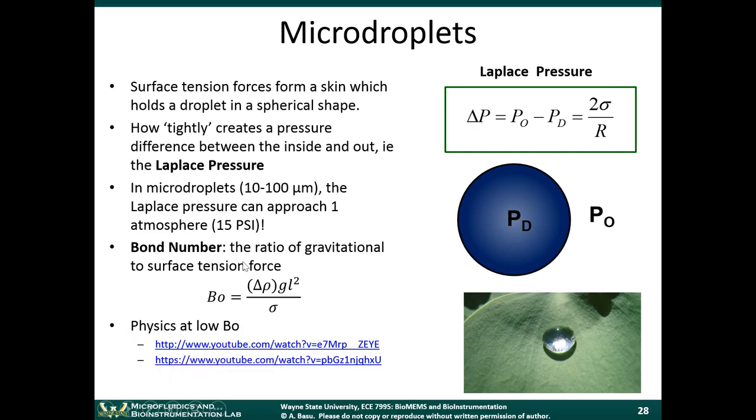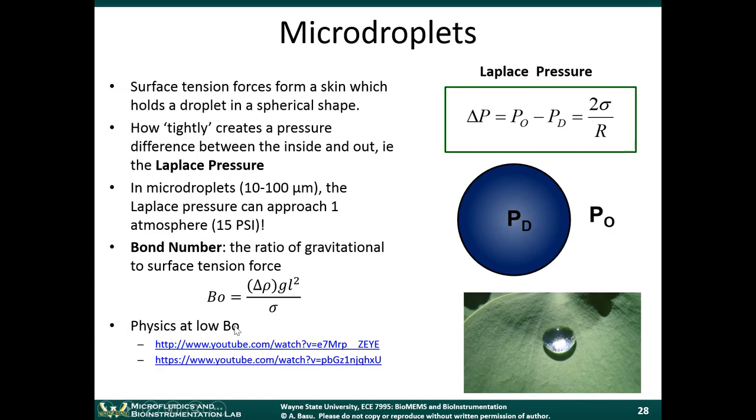A little bit more, this is the bond number, the ratio of gravitational to surface tension force. If you have a small droplet, then the gravitational force versus the surface tension force is small. So the surface tension force tries to keep the droplet spherical. Okay, without going into more details than that, we'll just say that the surface tension force, since this is exerting a force on the sphere, actually tries to pack it in the form of a circle, which is the smallest surface area.